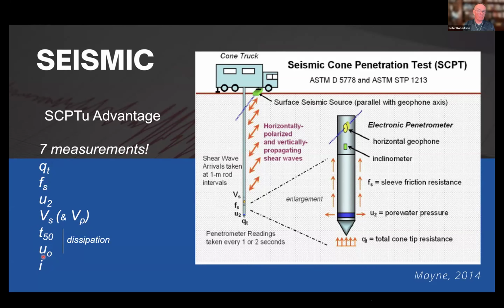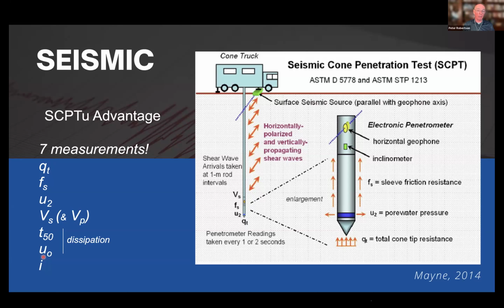So you get 7 measurements, and you get that in a very efficient, cost-effective manner. So for example, a 30-meter CPT sounding, if you're just doing tip, sleeve, and pore pressure, would take less than an hour to do that 30 meters.